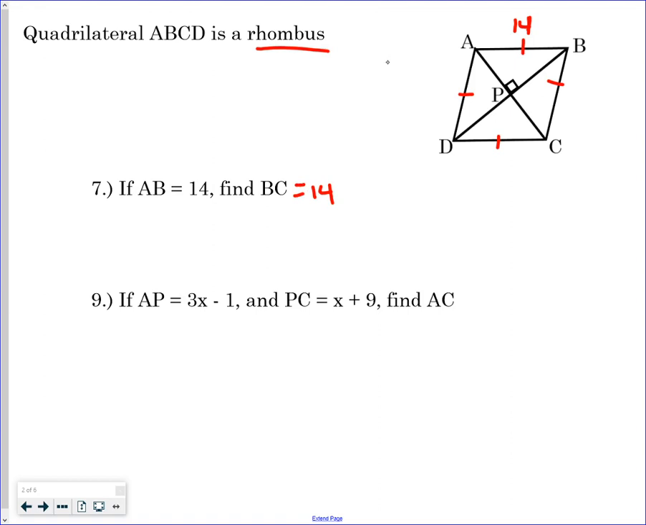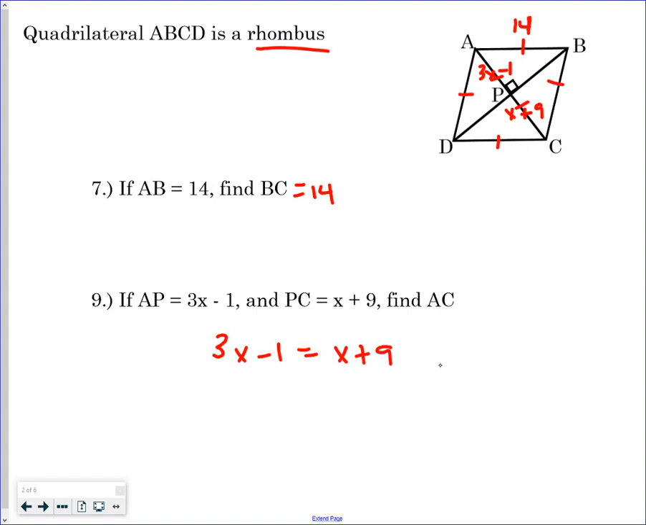This time they said AP is 3x minus 1, and they said PC is x plus 9. I don't have anything special about a rhombus with diagonals bisecting, but I know with parallelograms, diagonals bisect each other, right? So a rhombus is a parallelogram, so these are the same. If you go back, this is the same as this, right? So 3x minus 1 equals x plus 9. Do you guys get that?